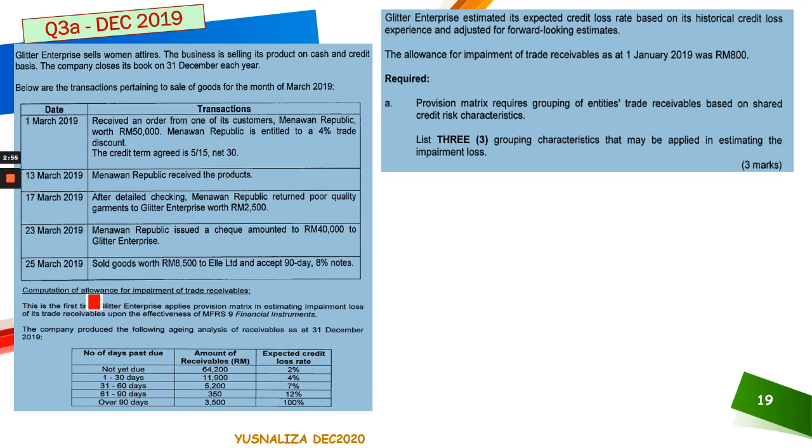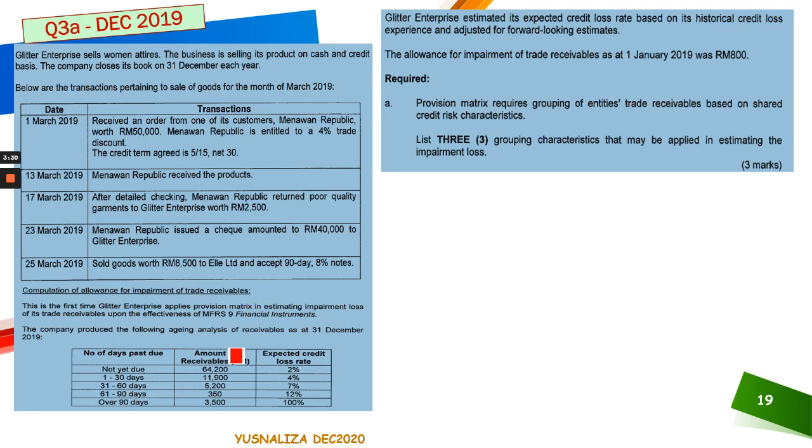This may be relevant for us later, and this is the first time Vita Enterprise applies the provision matrix in estimating impairment loss. So for your information, under IFRS 9, you have this method where you estimate the impairment loss using the expected credit loss allowance, and you use a provision matrix to look at how much the impairment loss is. So we'll go into that later.